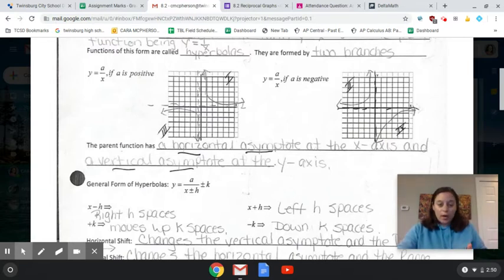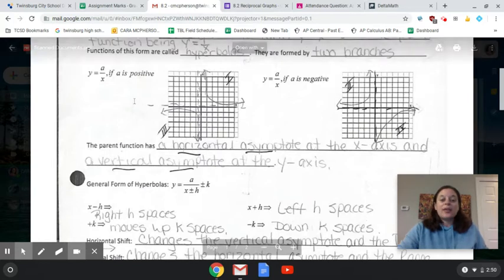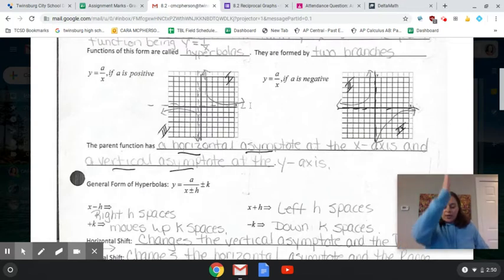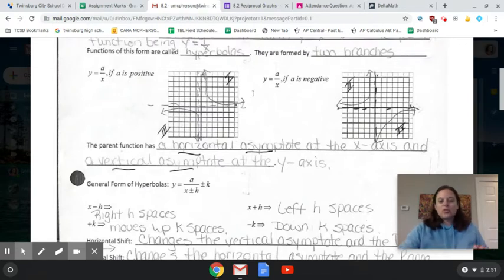We have one vertical one, and your basic one has a vertical one going right along the y-axis. And then it also has a horizontal one going along the x-axis. So it kind of creates a cross effect. And what that does is it helps you draw those branches, because as we draw the branches, it gets really close to the axes, but never actually touches it. So those are just some basic terminologies that I'm going to ask about.